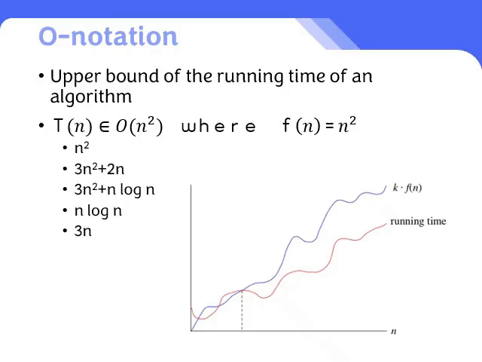Even if my algorithm is sometimes a bit faster or slower, no matter how bad the situation gets or how bad the input is, the performance won't be worse than n squared. I guarantee it. That's what it means.